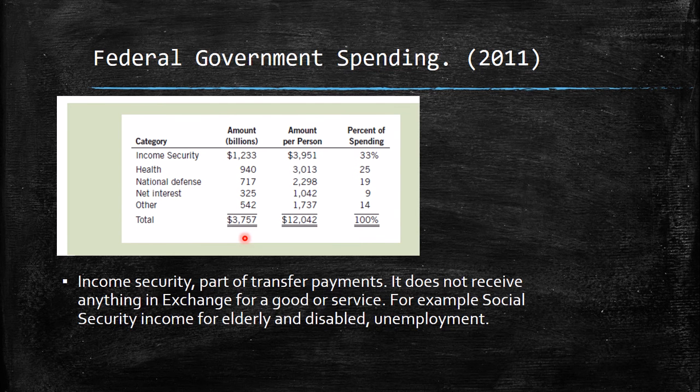that the government faces. So here we have, for example, income security, which is the most important, at around 33% of total spending for the federal government. This is a kind of transfer payment. Basically, with a transfer payment nothing is received in exchange for a good or service. They just provide it. As examples, we have social security income for the elderly and disabled, and unemployment. With these kinds of transfer payments, nothing is received in return.